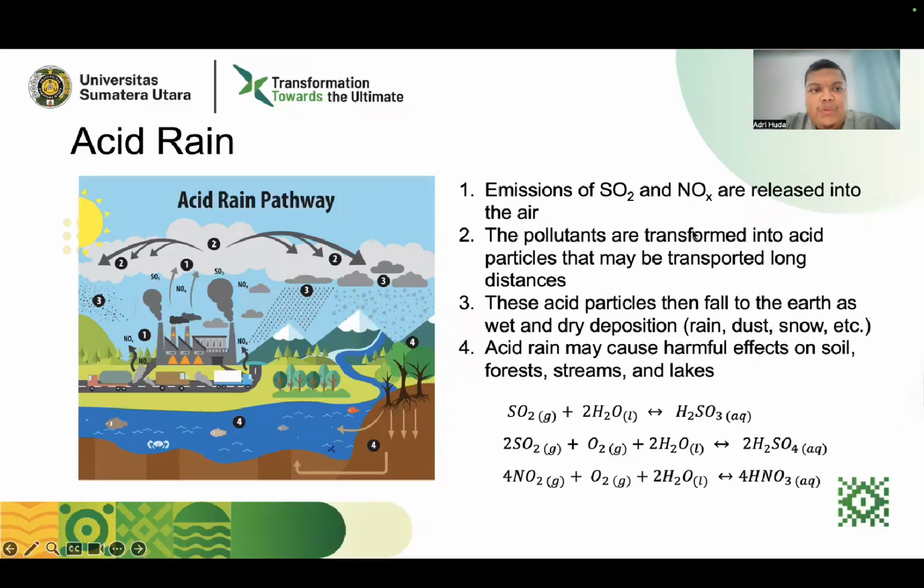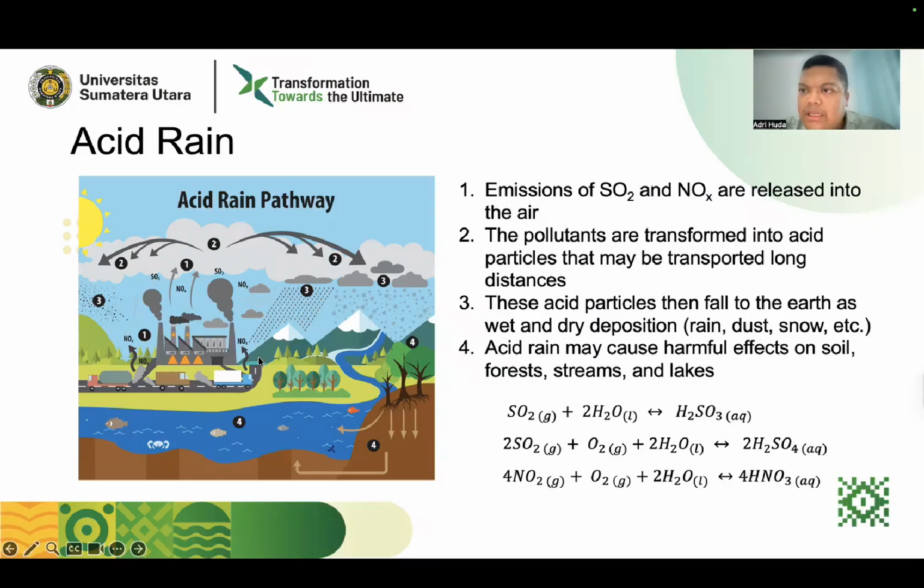So we'll continue with the acid rain. As we mentioned before, there are certain gases that can evaporate into the atmospheric system. For example, the greenhouse gases, as a result of many things that occur on the surface of the earth.